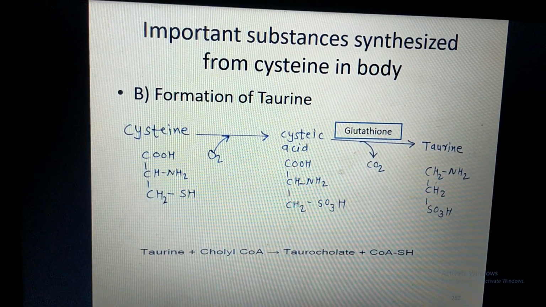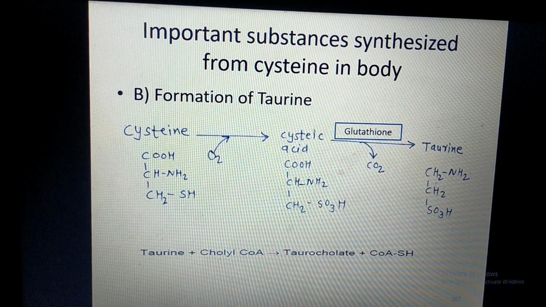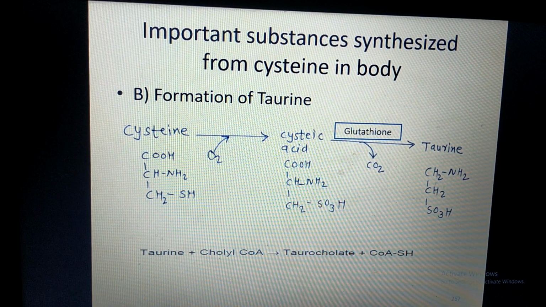Now the next important compound obtained from cysteine is taurine. After glutathione, taurine. I have already told you this. Cysteine on oxidation forms citric acid, where the SH group is converted into SO3H group. Now citric acid on decarboxylation forms taurine, where glutathione acts as a coenzyme.